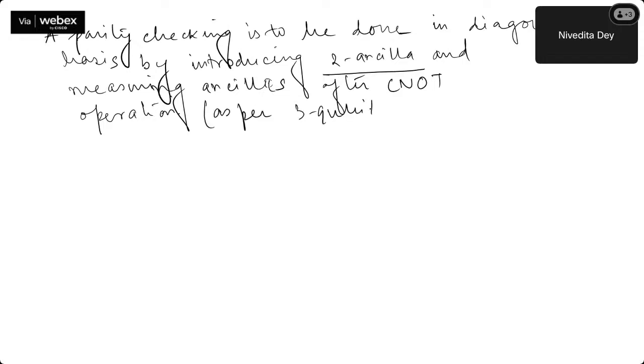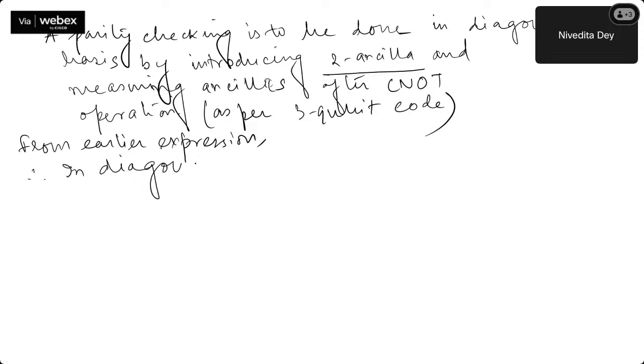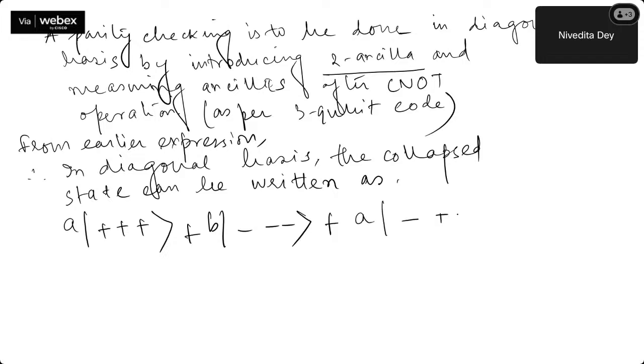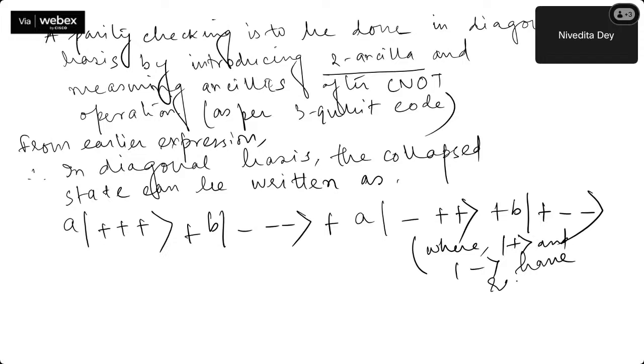As per our last 3-qubit error correcting rule, whatever we have done is almost the same thing. So once I have done that, from the earlier expression, we can write that in diagonal basis the collapsed state, collapsed meaning after measurement, as a|+> plus b|-> plus a|-> plus b|+>, where plus and minus have their respective meanings.